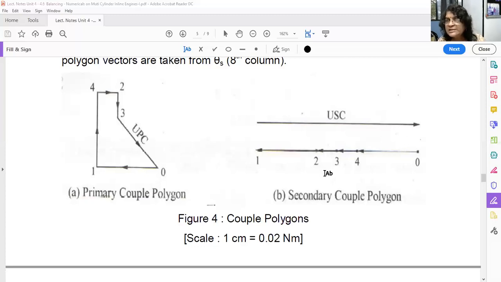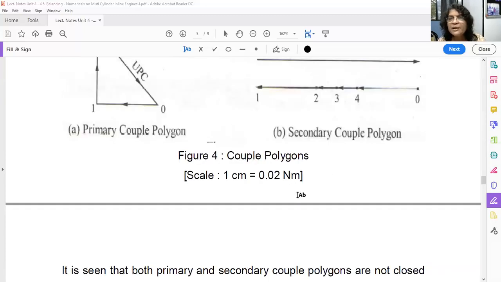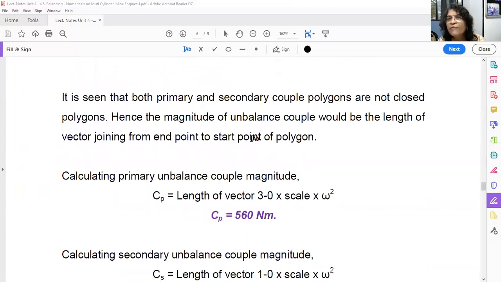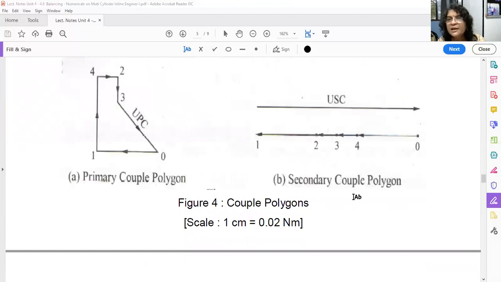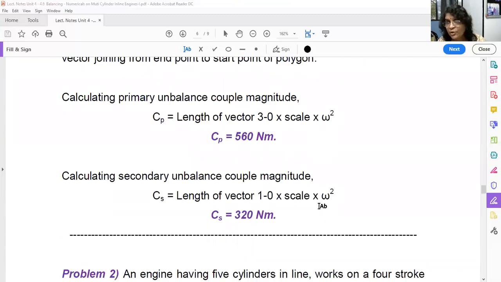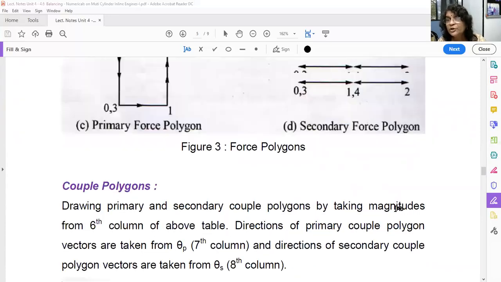Okay. So measure this length for secondary couple. That will be length of the vector 1O. This is vector 1 to O. This is the length into your scale into omega square. Okay. Sorry, here I have forgotten n. Forgot to take n, sorry, that is a mistake.